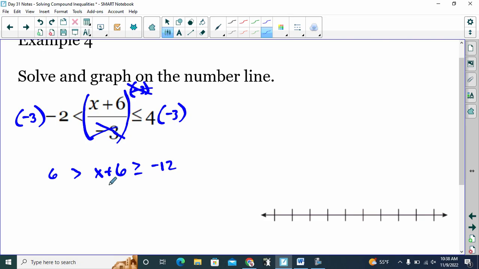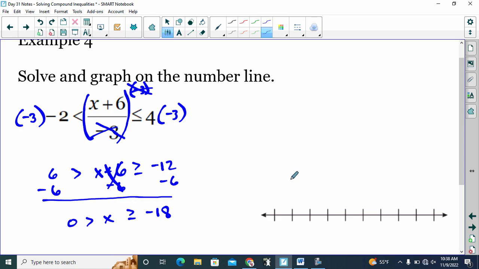Next thing we're going to do is subtract 6. Again, if I do it to the middle, I have to do it over here and this side of the inequality as well. Subtracting, I don't flip my inequality. -12 minus 6 is -18. 6 minus 6 is 0. This is a fine answer to have.